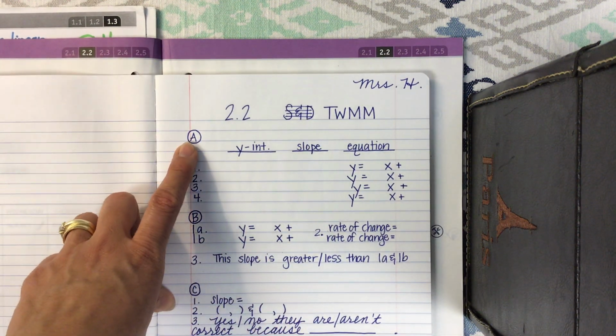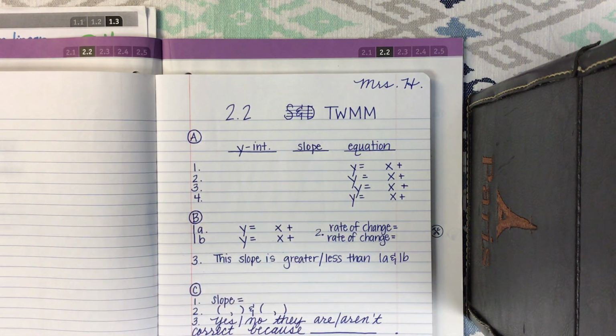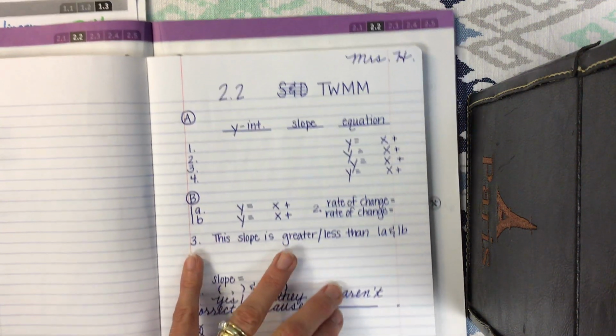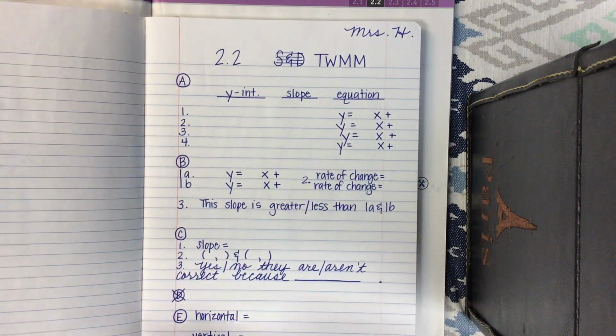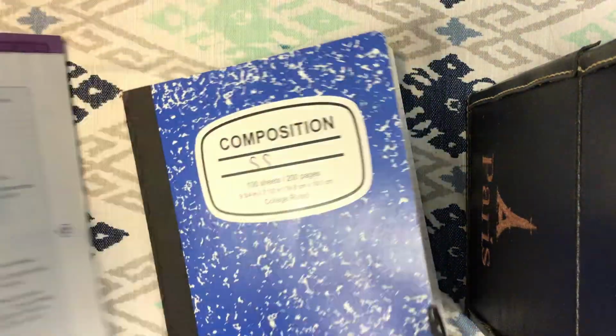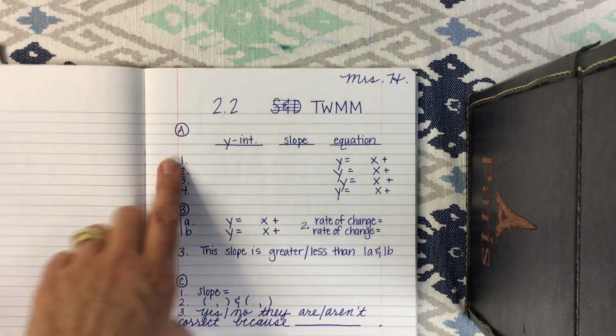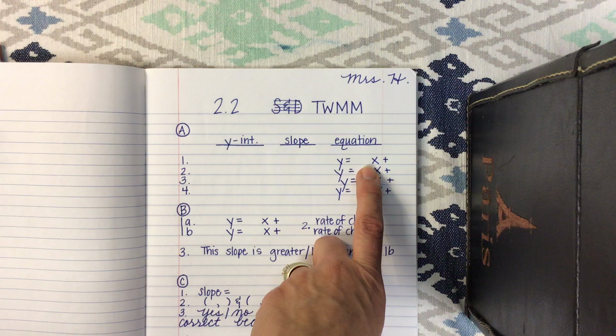For part A, I kind of combined all of it together. You can set your book up this way, or if you have another way to set it up, that's fine as well. So for A, you're going to do 1, 2, 3, 4, which is all of them, and you're going to look at these graphs. And for those graphs, you're going to find the y-intercept, the slope, and then write the equation.